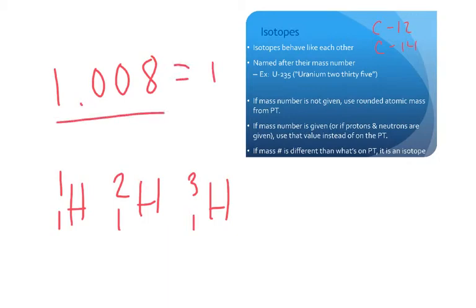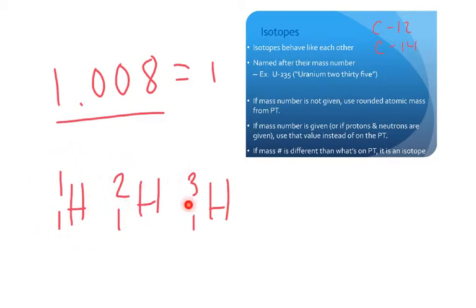So what this is telling me is that the average of the hydrogen atoms in nature would have a mass number of 1. Out of our 3 isotope notations that we drew, which one would that fit? The answer is the first one, because this is the mass number of 1. So this is what we would say is the normal version of a hydrogen atom.